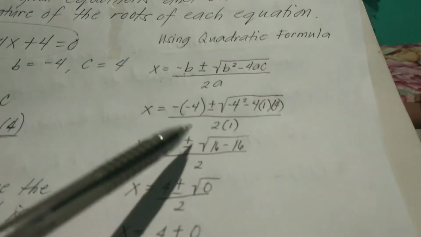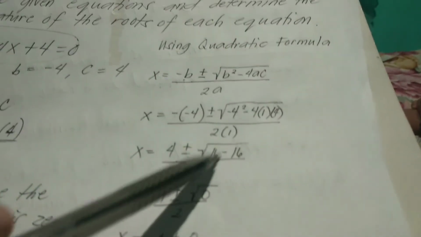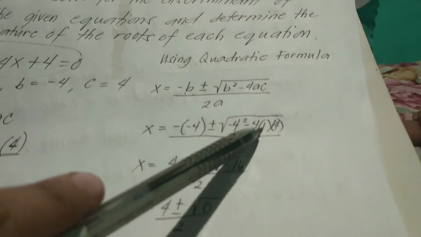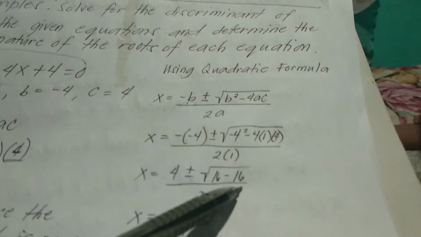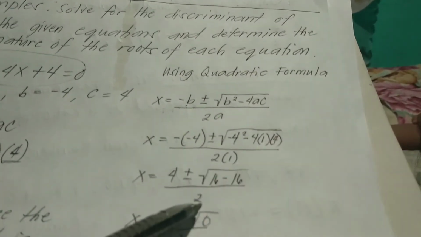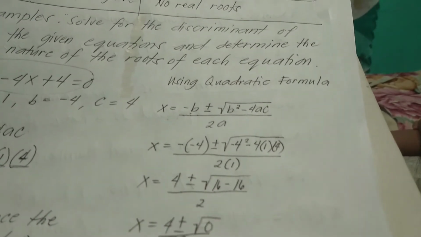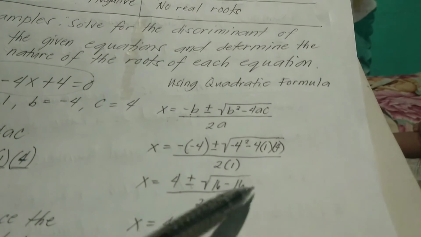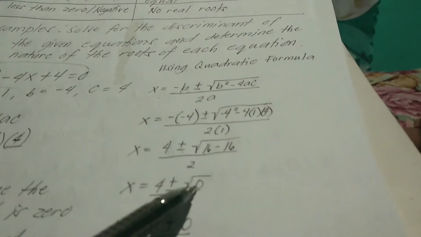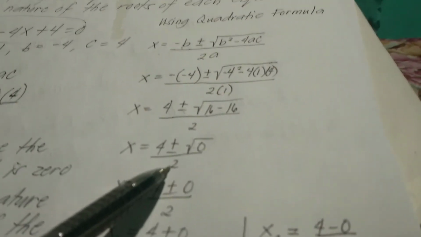X is equal to 4 plus or minus the square root of negative 4 squared is 16 minus 4 times 1 is 4, times 4 is 16. So, 16 minus 16, divided by 2 times 1 is 2. Then, x is equal to 4 plus or minus the square root of 16 minus 16 is 0, divided by 2. X is equal to 4 plus or minus the square root of 0. Siyempre, 0.